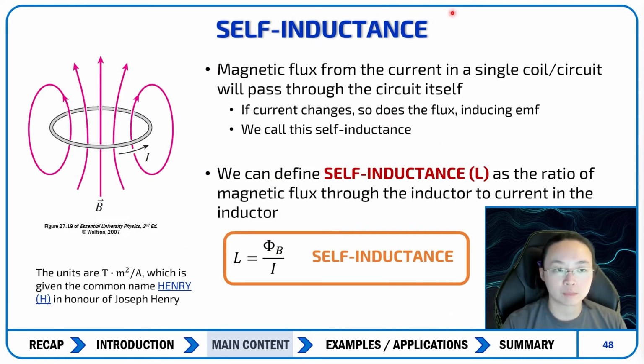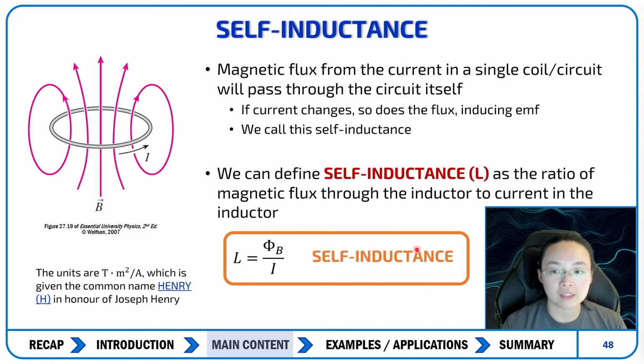Self-inductance is pretty much in its name. It's when the magnetic flux from the current in a single coil or circuit is going to pass through itself. So if the current changes, so does the flux, inducing an EMF. And we call this self-inductance because there's only one coil at play.